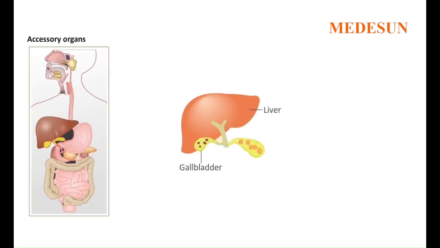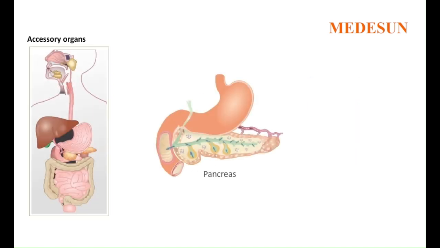Gallbladder. A pear-shaped sac which is attached to the visceral surface of the liver. It is a reservoir of bile. Bile is the yellowish-green fluid produced by liver cells. Bile is made up of water, bile salts, bile pigments, and cholesterol. It acts as the emulsifying agent that aids in digestion and absorption of fats.